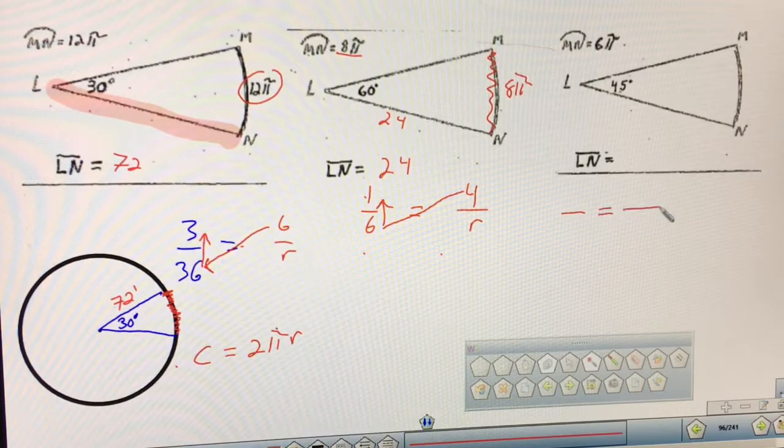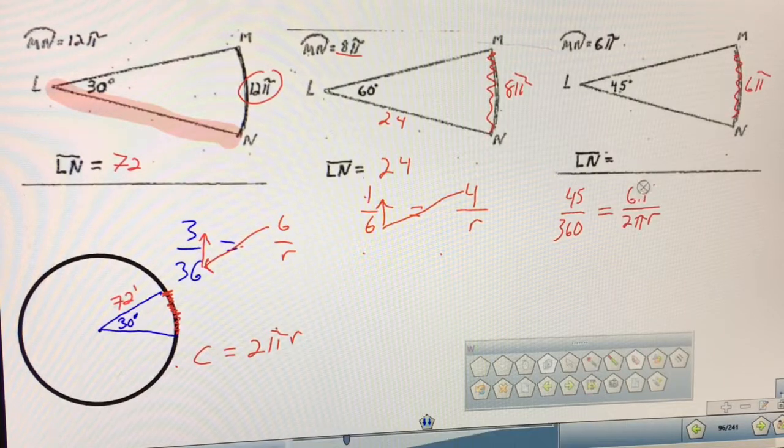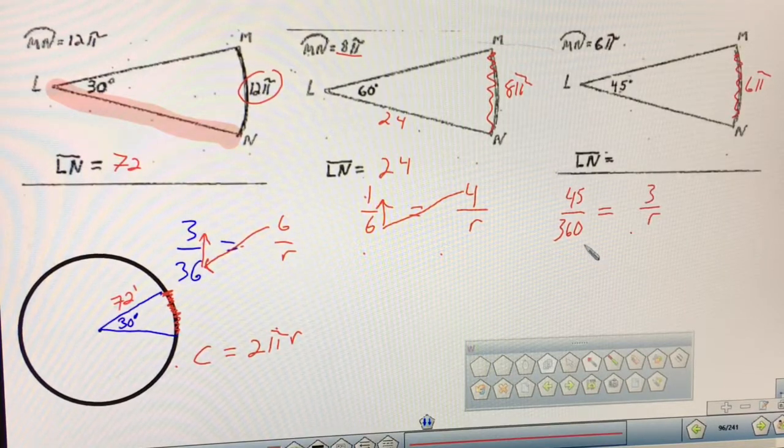Part equals part. This arc is going to be 6 pi. It's going to be 45 degrees over 360 degrees, and then it's going to be 6 pi divided by 2 pi r. So 6 pi divided by 2 pi is 3. And I would need a calculator for this one: 3 times 360 divided by 45. 3 times 360 divided by 45. And that would give me a radius of 24 again.